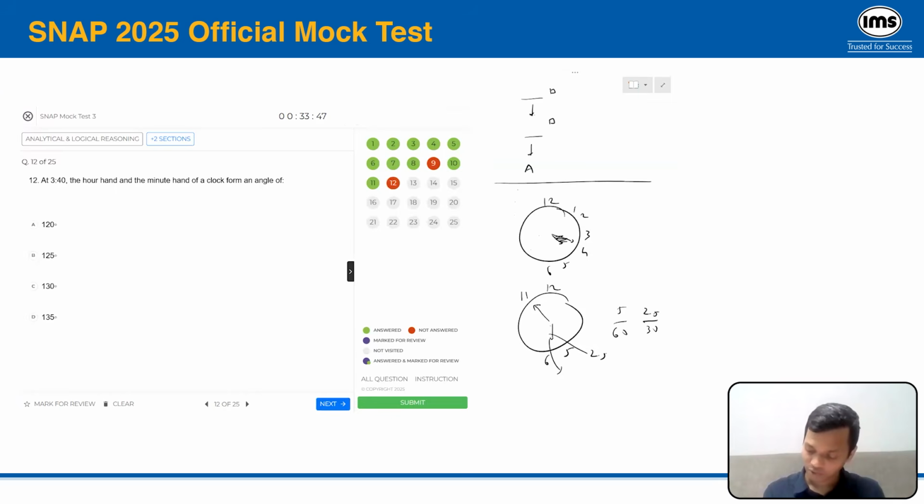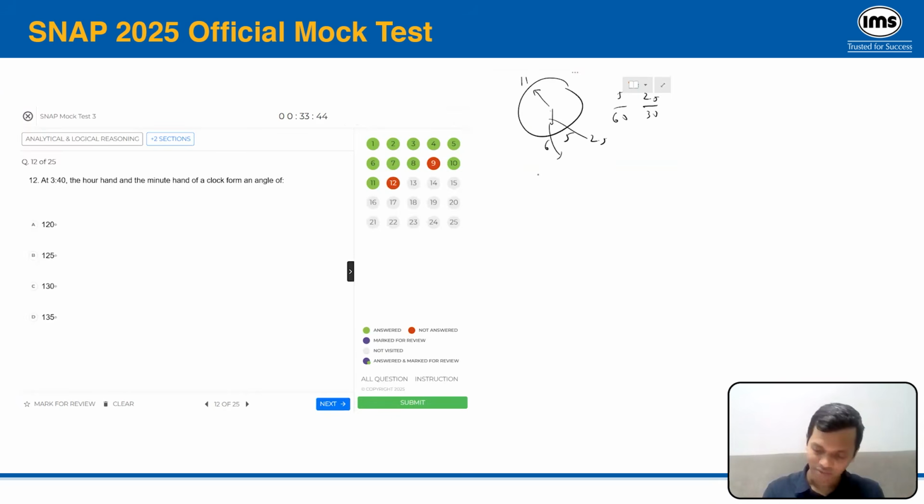Okay. Another question of clocks. Generally doesn't happen like this. At 3:40. See, some people are really fast when it comes to doing these questions. I'm not that fast, so you might see me struggle a little bit. But anyway, this is 2/3, right? So this is going to be 10. So 30, 30, 30 and 30. So 120 plus 10, 130.